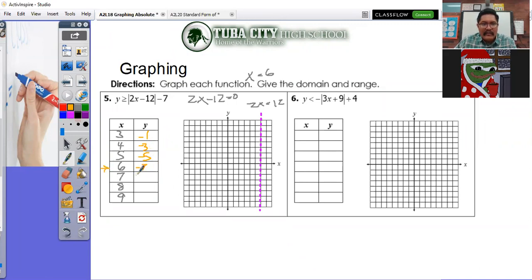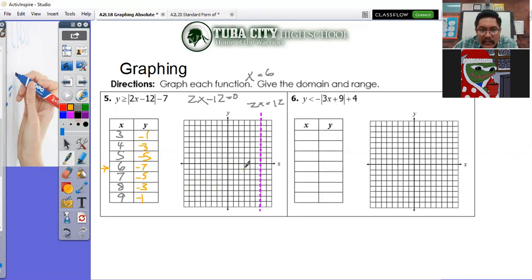Now, if this is our vertex, that means this next number should be negative 5. So 7 times 2 is 14. 14 minus 12 is 2. Positive 2. And absolute value of positive 2 is still 2. So 2 minus 7 is negative 5. So there we go. We know that this is going to be our vertex. And like I said, in the interest of time, I'm just going to go ahead and mirror the results because I already know they're kind of right. But for you, you probably should do all of them.